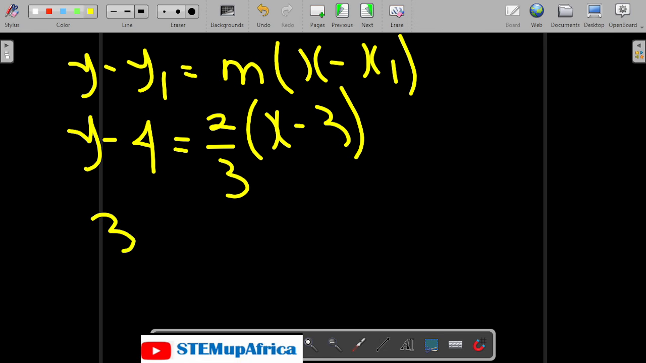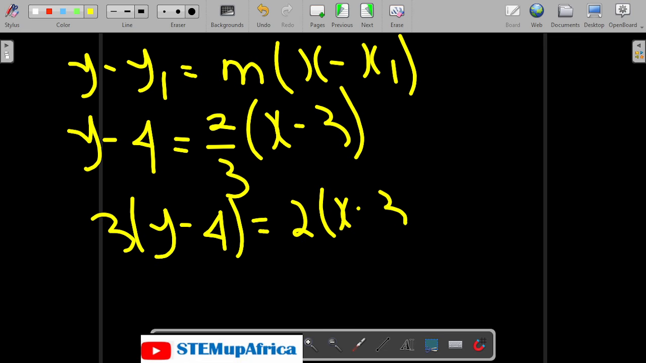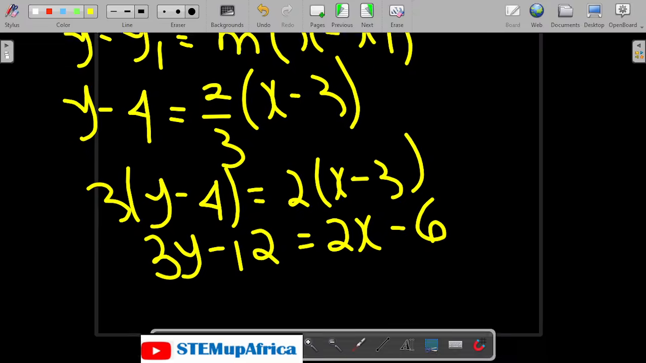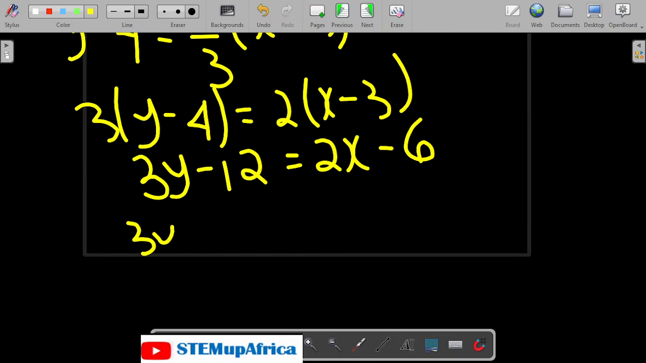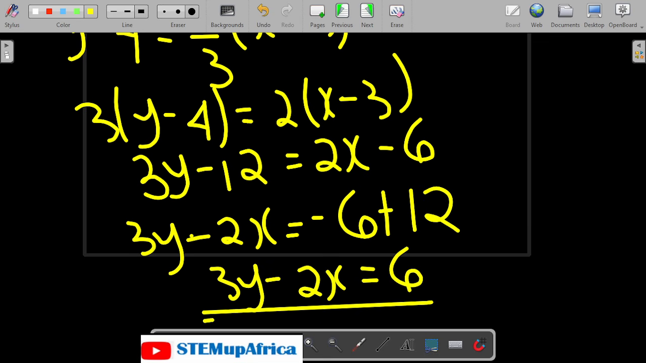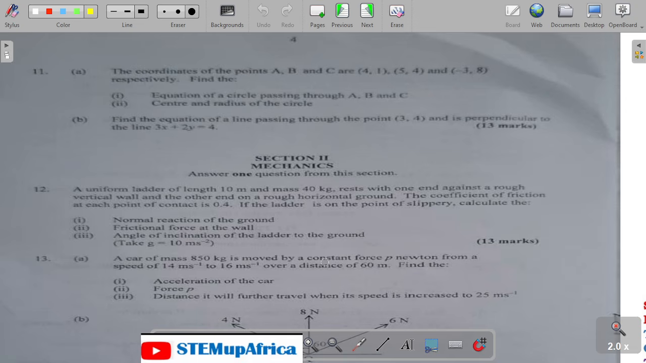Cross multiplying, I'm having 3 into y minus 4 equals 2 into x minus 3. So 3y minus 12 equals 2x minus 6. If I rearrange, I'm going to have 3y minus 2x equals minus 6 plus 12, so 3y minus 2x equals 6. So this is the perpendicular straight line equation. So that's question 11. Let's go to question 12.